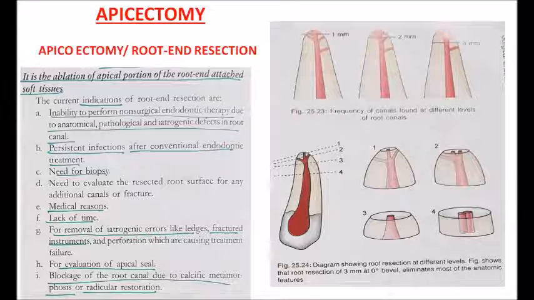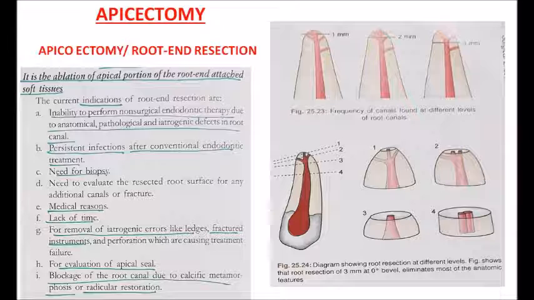So that was about all the flap designs. Now moving on to apicectomy. Apicectomy is also known as apicoectomy or root end resection. Root end resection means that the end of the root is cut. It is the ablation of the apical portion of the root end with attached soft tissues.